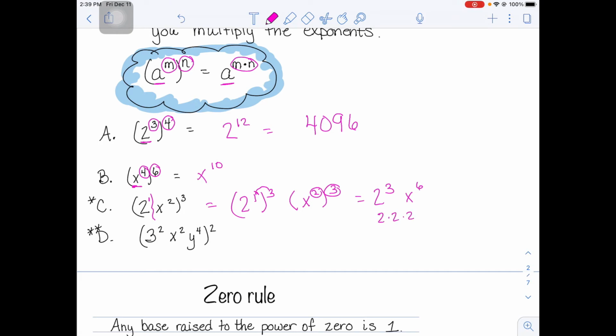Now we can simplify this 2 to the third power down. Remember, this is what it means in expanded form. 2 times 2 times 2. 2 times 2 is 4. 4 times 2 is 8. So this is actually 8x to the 6th power.